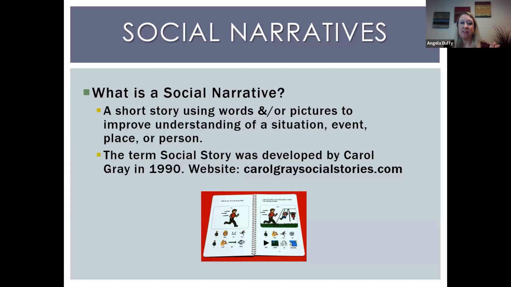Maybe they're in sports, say they're in soccer and it's their first tournament coming up in a couple weeks, and maybe they're really, really nervous about this. We can write a social narrative about the tournament, the big game, and what's going to happen, and how can they feel? How maybe will others feel? Like, what if they lose the game? And how should they react?